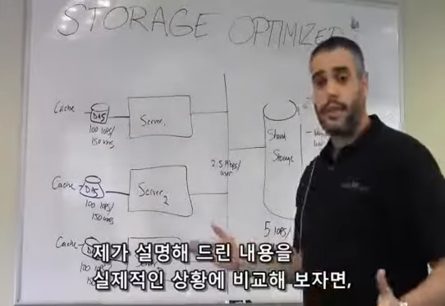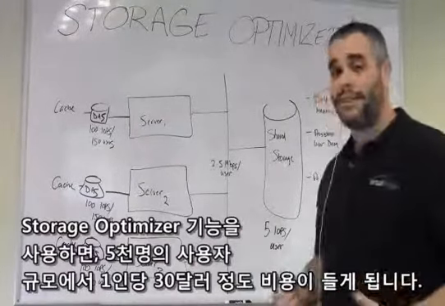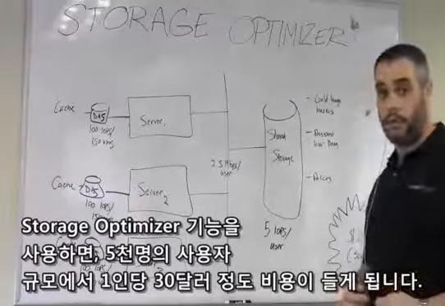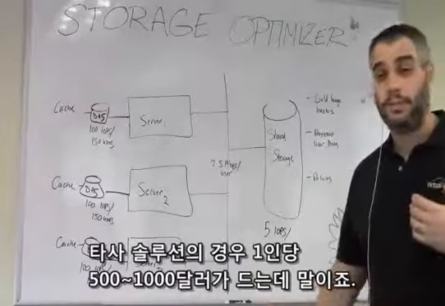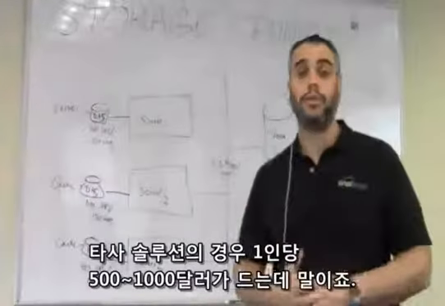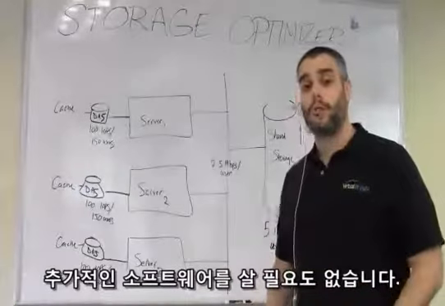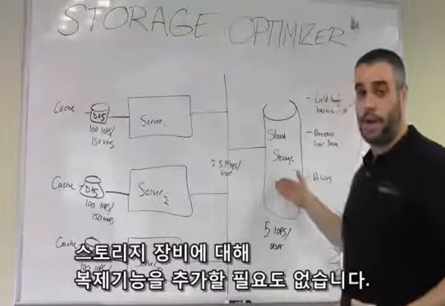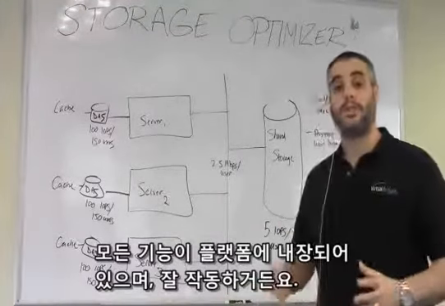Now this all translates, in plain and simple bottom line terms: when you price out a 5,000 user deployment with Storage Optimizer, you're looking at about $30 per user, US dollars per user, in shared storage cost, versus sometimes $500 or $1,000 per user that you would need with other solutions. You don't need to buy any additional software. You don't need to buy any inline deduplicators. You don't even need to buy deduplication technology on your storage device to do this. It's all built into the platform and it just works.